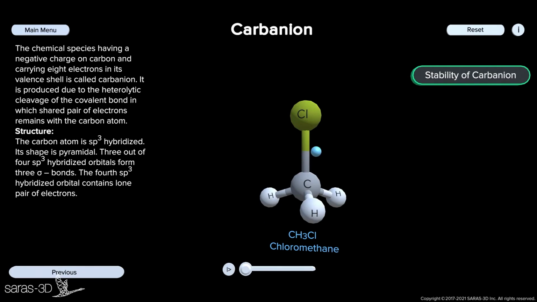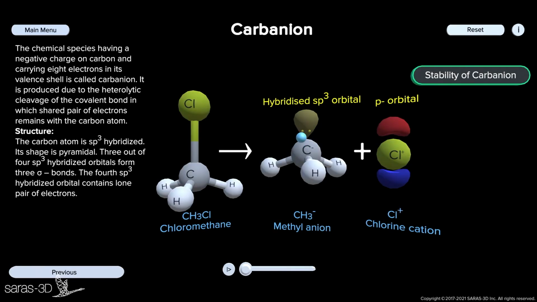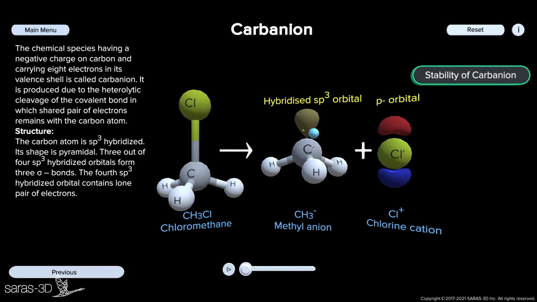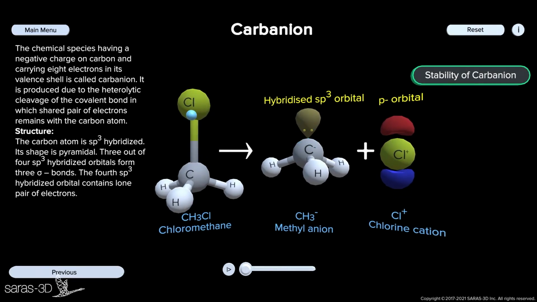So take this example of a chloromethane molecule. What basically happens is it is produced due to the heterolytic cleavage of the covalent bond, where the shared pair of electrons remains with the carbon atom and a chlorine cation is formed. So what do we get when the heterolytic cleavage of the C-Cl bond takes place in chloromethane? We get the methyl anion when the shared pair of electrons moves towards the carbon, and we get the methyl anion and chlorine cation.